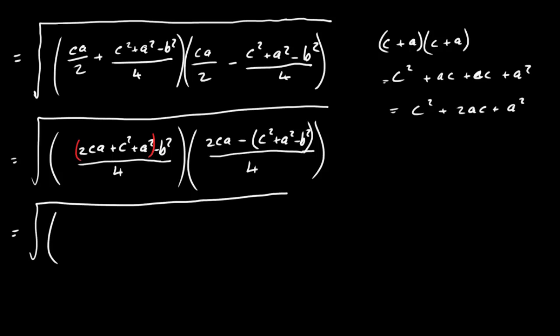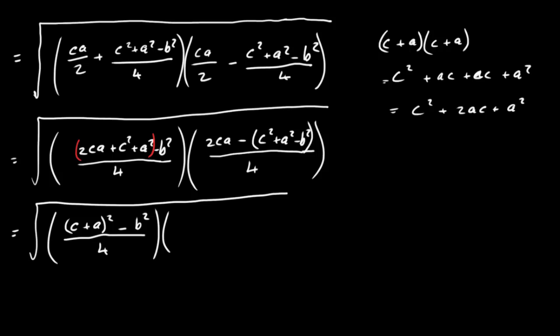And that's what we have here. We have a C squared plus A squared plus 2AC. So we can just change that to C plus A all squared. So here we have C plus A all squared minus B squared. And then underneath here we have 4.